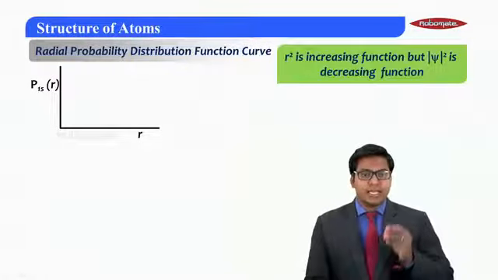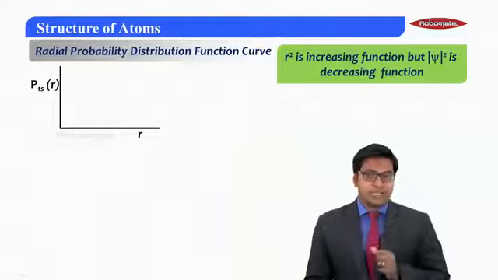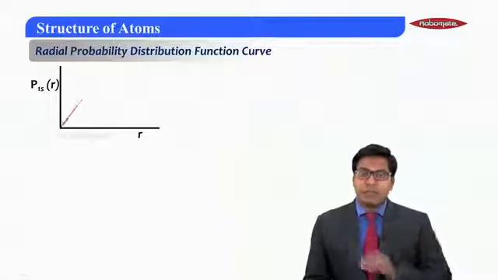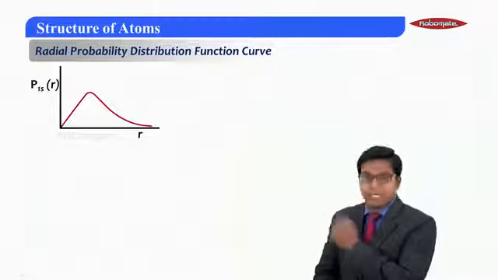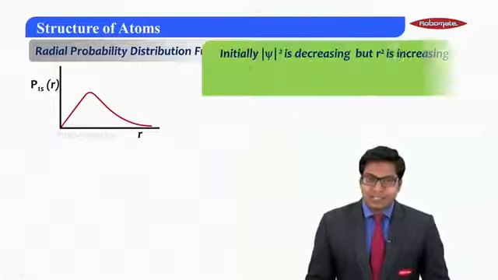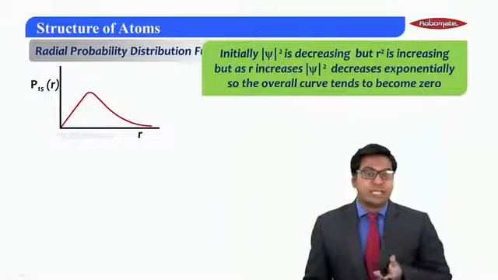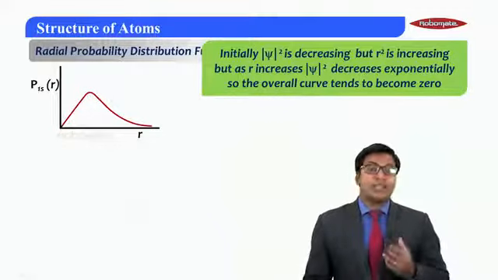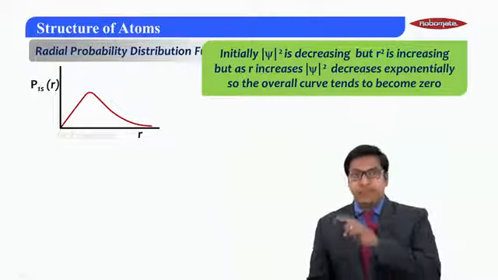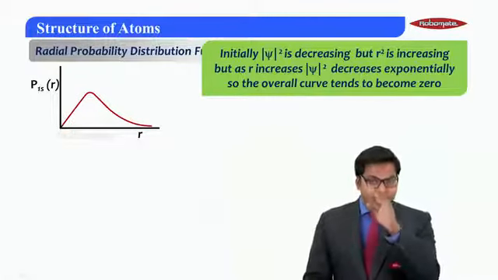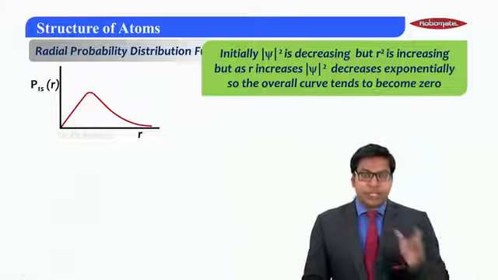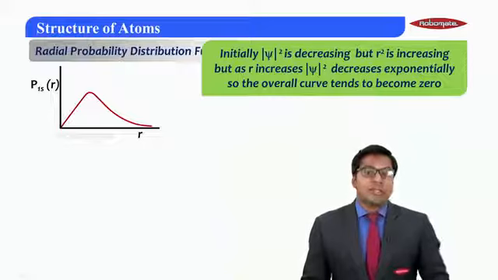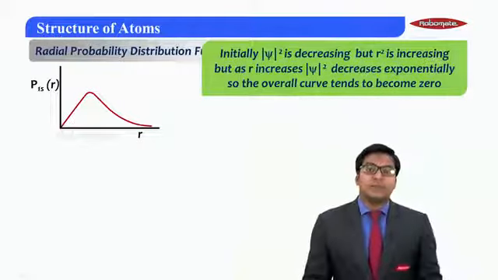As r square increases, psi square is actually decreasing. So there are two functions, one is the r square part and the other one is the psi square part. Then what would happen? The graph looks something like this for the 1s orbital. What is this suggesting? That initially r square is increasing, but as r is increasing, psi square is decreasing exponentially. So initially it will increase because of the r square, and then it decreases because of the psi square. So r square is contributing first in the first half of the graph, and psi square is contributing in the second half of the graph, and eventually it tends to become 0.